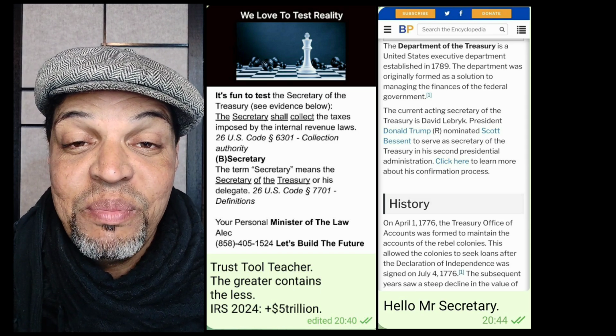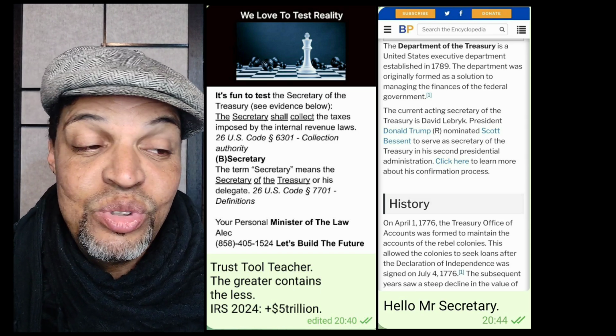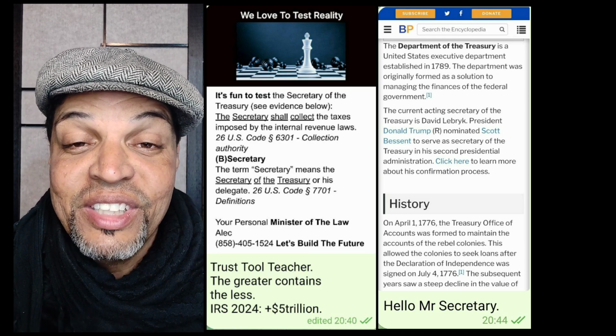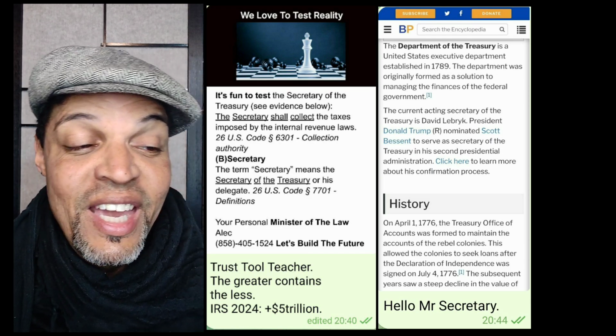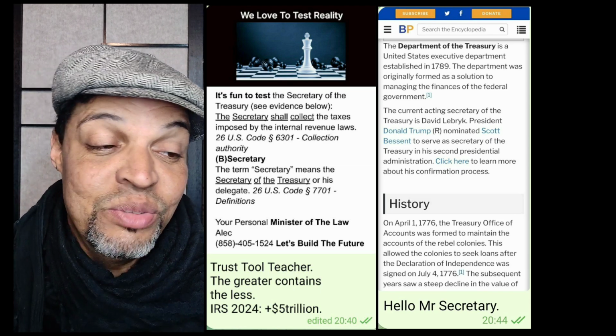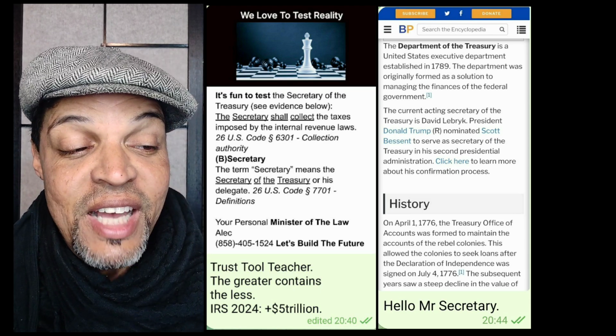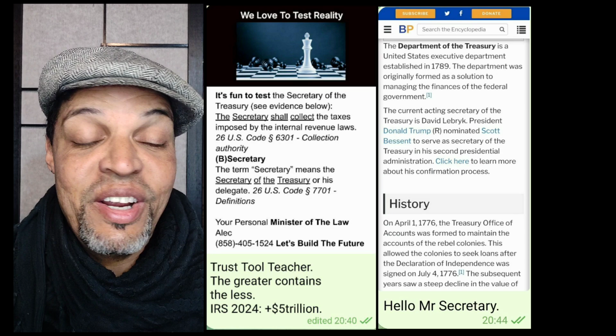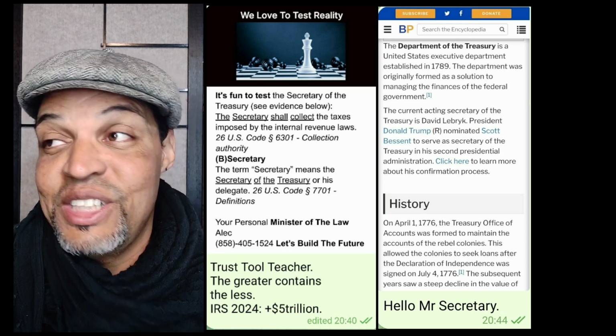Then you have to learn how to administer them, and then you have to learn how to instruct them. It's so simple. A dummy like me can figure it out. And that's how you test the Secretary of the Treasury. It's a fun game.